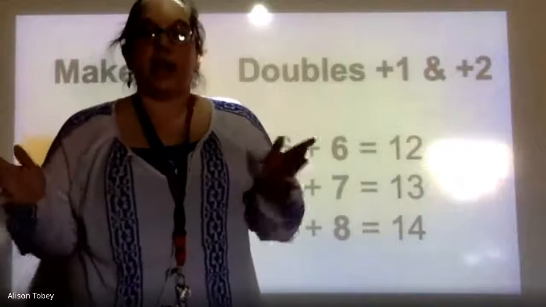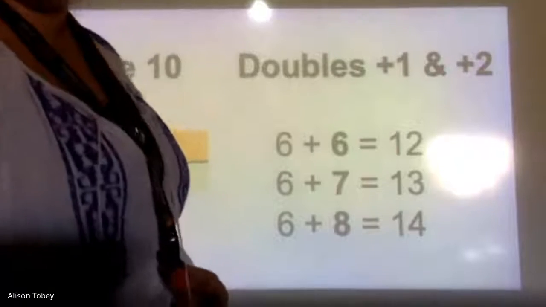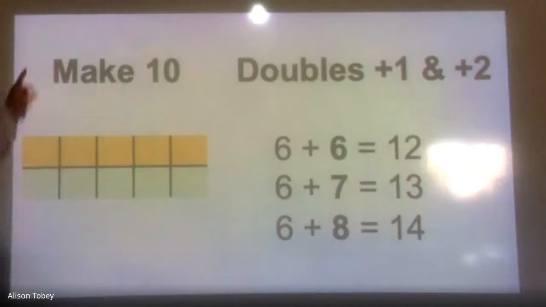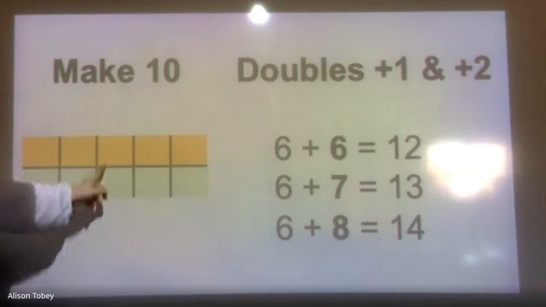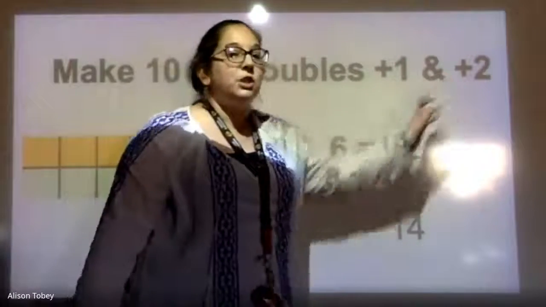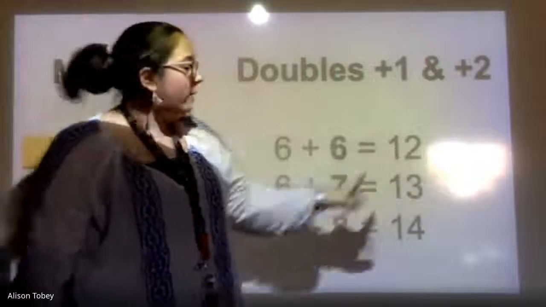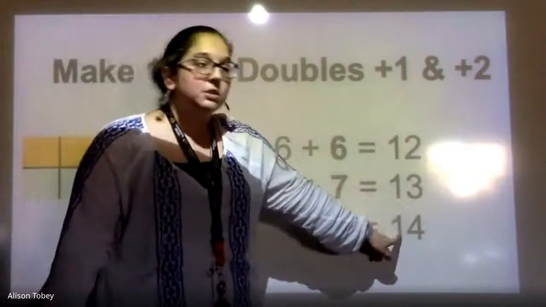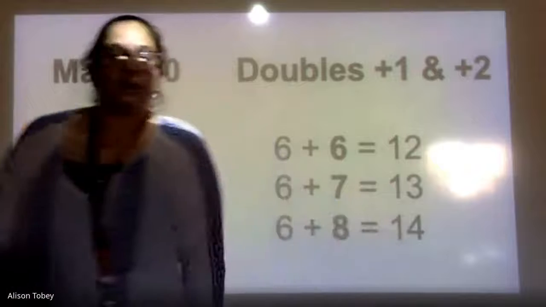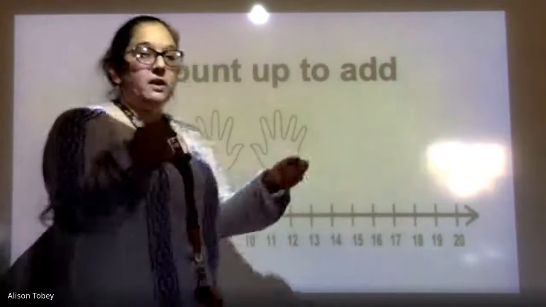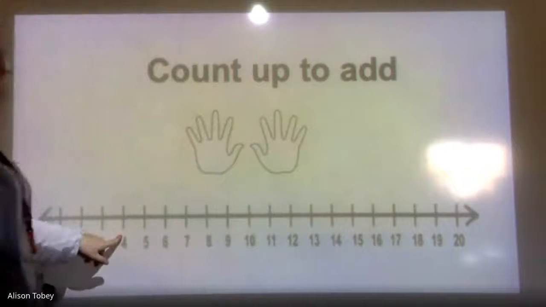So, different ways to add, right? We can make 10 by using a 10 frame. We can use doubles plus 1 and doubles plus 2. 6 plus 6 is 12. 7 is 1 more, so it's 13. 8 is 2 more, so it's 14. We can also count up with our hands, our fingers, or we can use a number line.